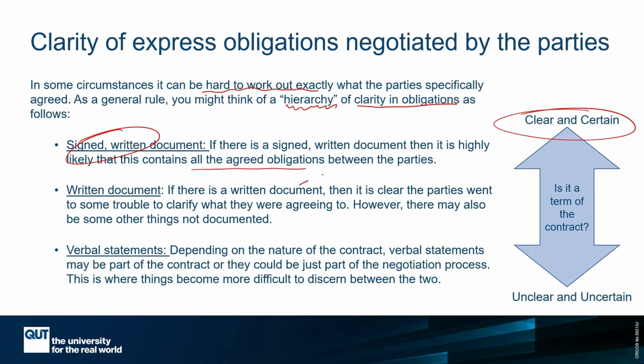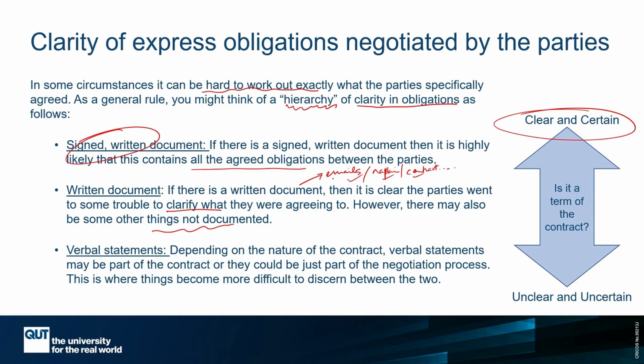Now imagine you've got a written document. That written document could be an exchange of emails, could be something written on a napkin. It could be a contract that's been drafted but not signed, and then you agreed with a handshake. Now, in these situations, it's clear the parties went to some trouble to clarify what they were agreeing to, but there may be some other things not documented, or maybe they don't totally agree on what's written. Now, if we take it for granted that the evidence shows that they agreed to whatever was written down, then the question is not so much what was written, but what else was agreed to.